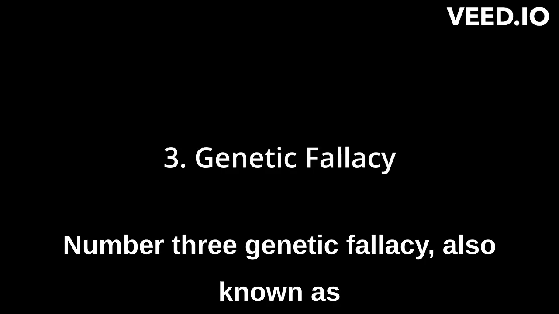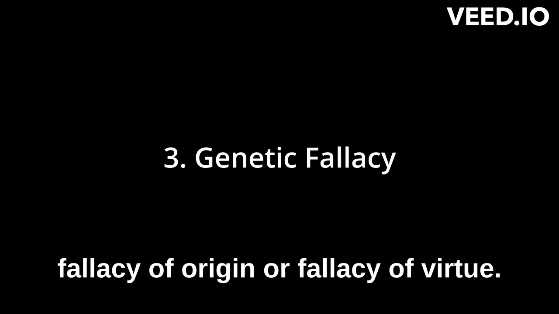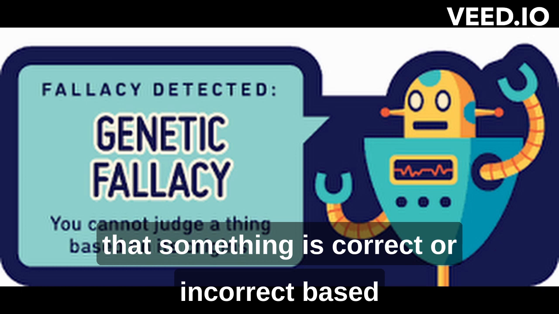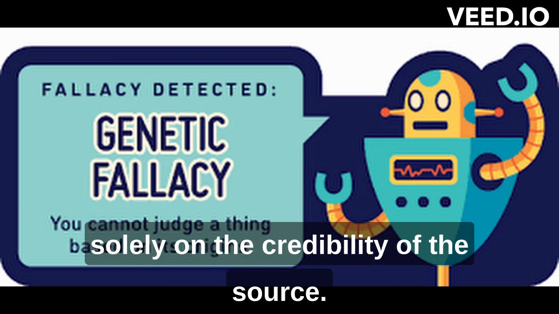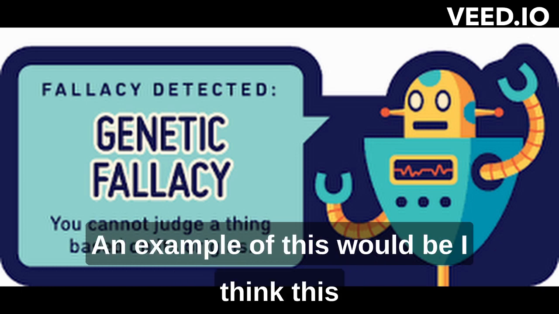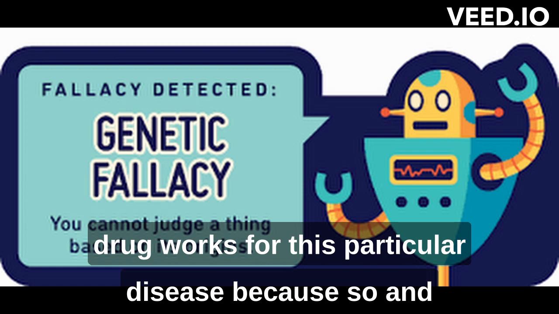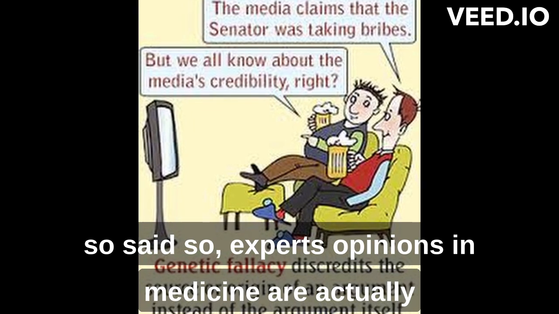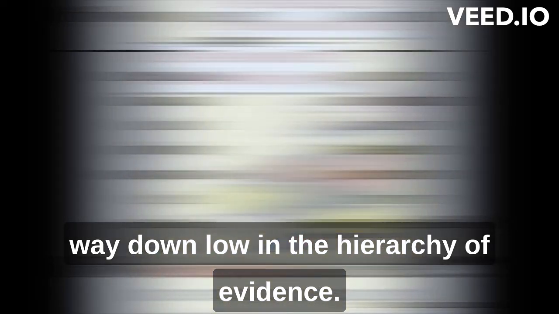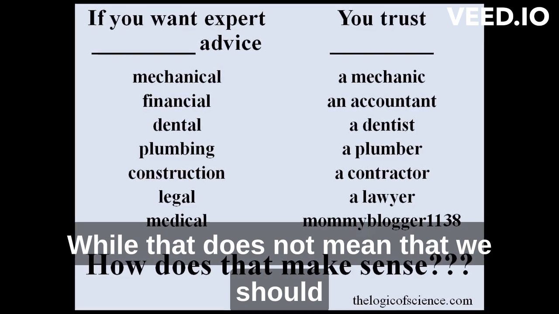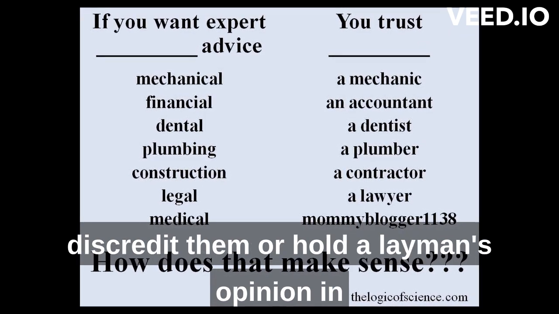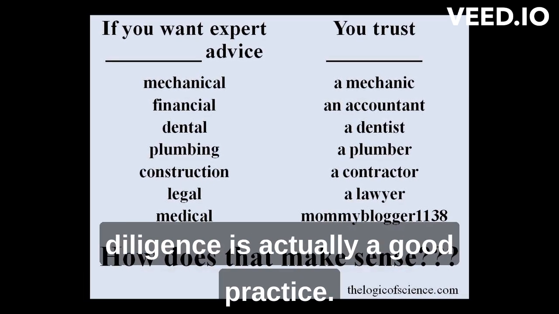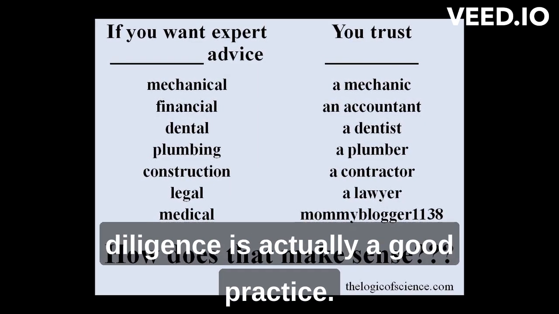Number 3, genetic fallacy, also known as fallacy of origin or fallacy of virtue. Simply put, this is where we assume that something is correct or incorrect based solely on the credibility of the source. An example of this would be, I think this drug works for this particular disease because so and so said so. Experts' opinions in medicine are actually way down low in the hierarchy of evidence. While that does not mean that we should discredit them or hold a layman's opinion in high regard, being careful and maybe practicing due diligence is usually a good practice.